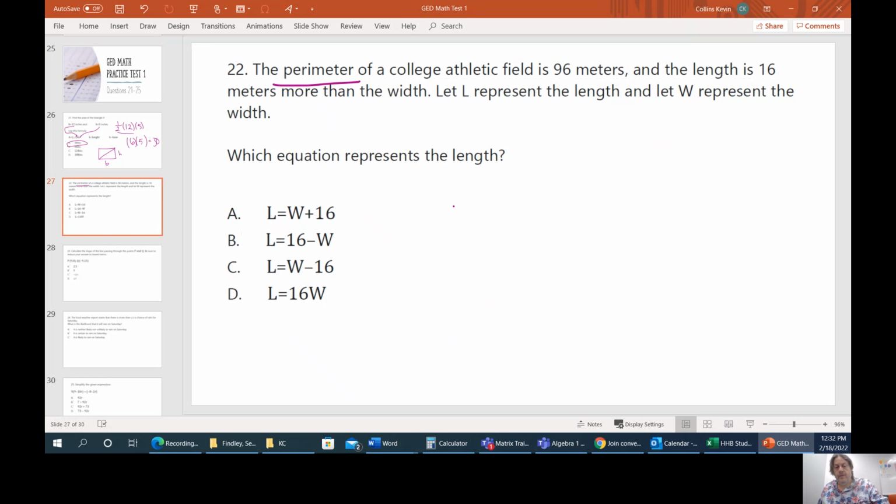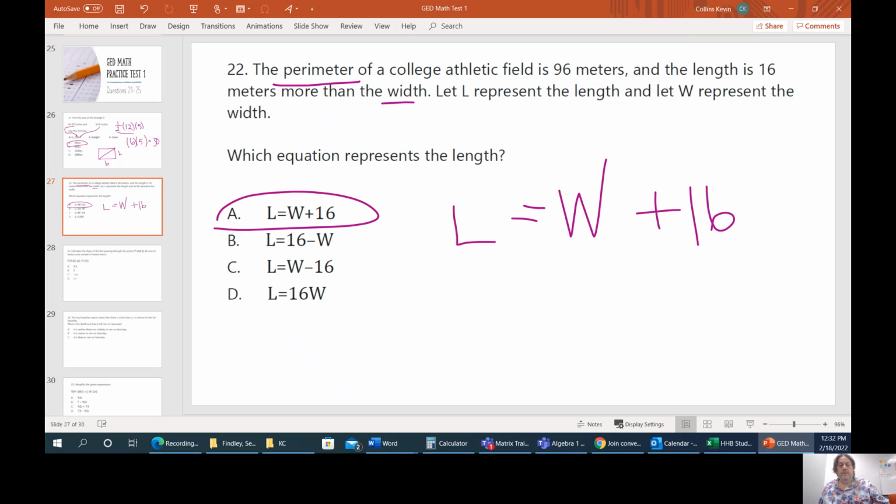Okay, so in this case, we don't even have to worry about the perimeter thing. We just kind of threw that in there. So length is going to equal, well, it says the length is 16 more, so 16 more means add 16, or plus 16, then the width, and we're using W for the width, so there's our guy. Not too bad, right?